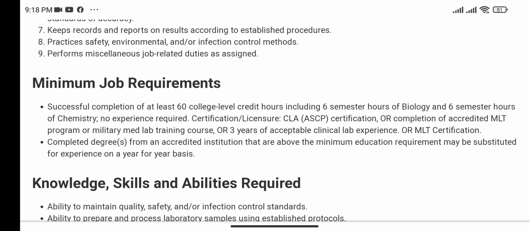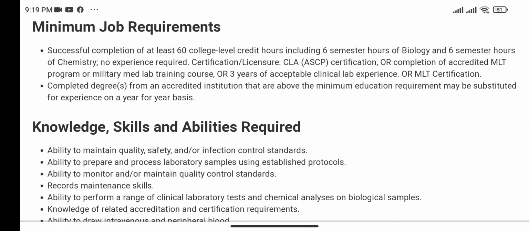Next are the basics: knowledge, skills, and abilities that are required for being a medical laboratory technologist. Ability to maintain quality, safety, and or infection control standards. Ability to prepare and process laboratory samples using established protocols. Ability to monitor or maintain quality control standards.